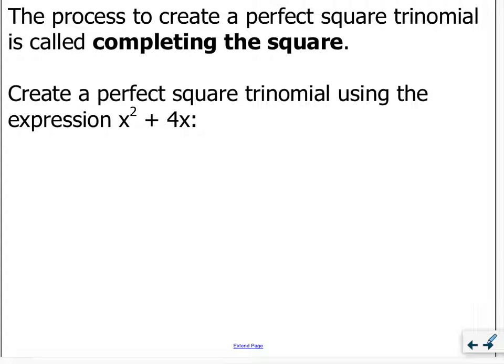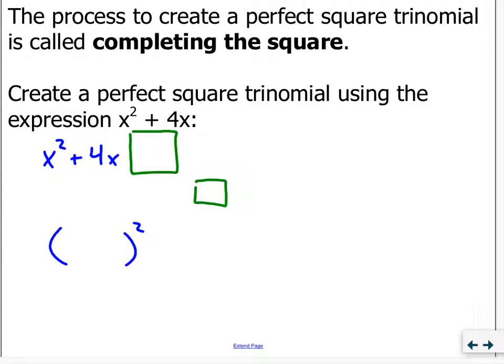So what I'm going to do is I'm going to create a perfect square trinomial that's going to use the expression x squared plus 4x. So what I really mean by that is I'm going to have x squared plus 4x, and let's see, we'll use green. I want to put a number in that box so that when I factor this, it factors eventually to something squared. And here's how I'm going to get that number that goes in the box. I'm going to take the 4 that's in the middle, I'm going to divide it by 2, and then I'm going to square it.